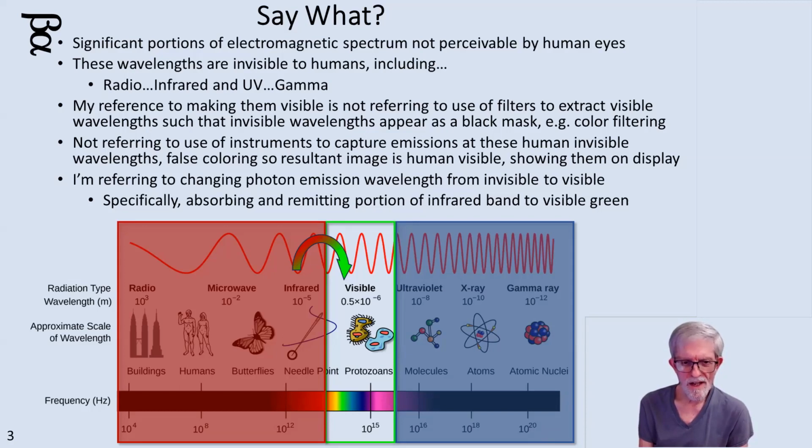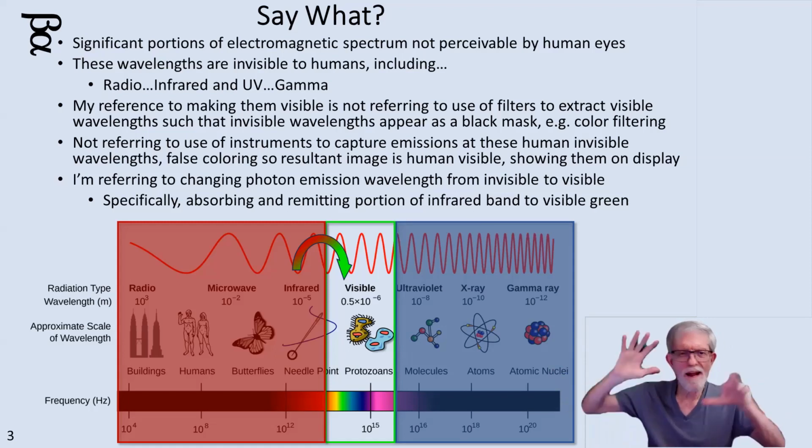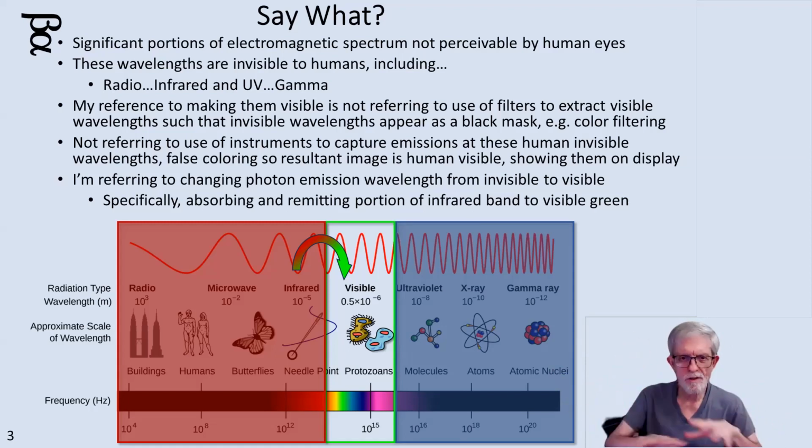This is not referring to having an infrared camera that you then go in and change the colors to make it false colored visible, and you put that on a computer screen. This is a direct transfer. And I'm not talking about blackout masks where you take a red filter that will only let the red light through and everything else goes black.